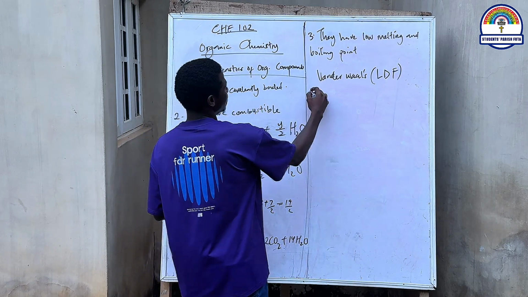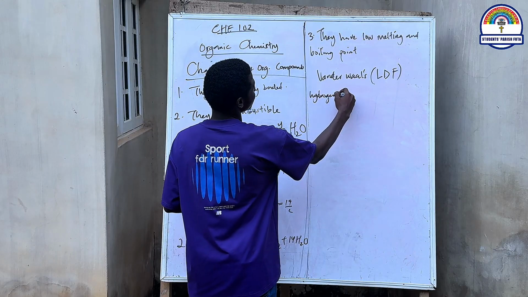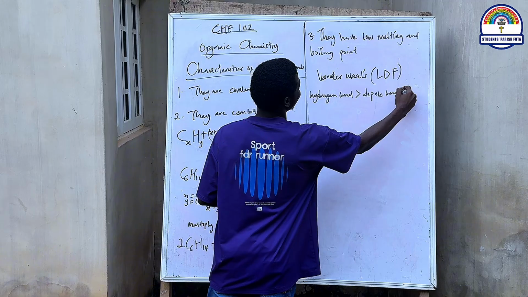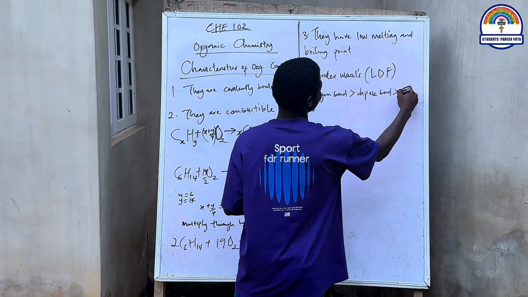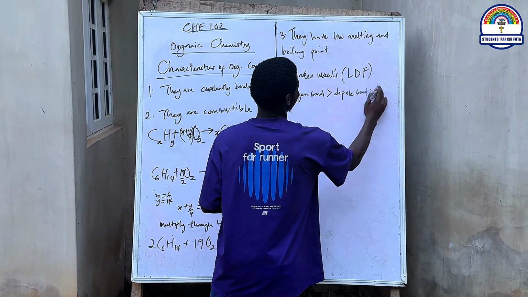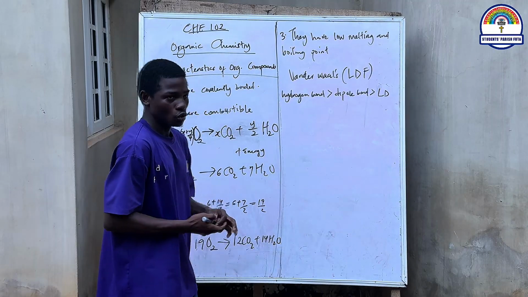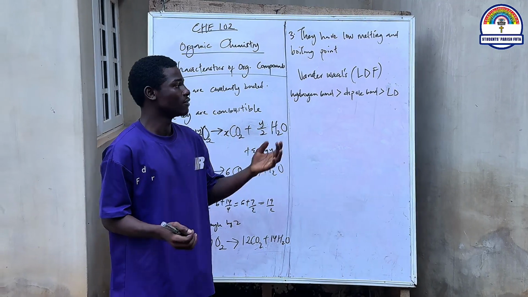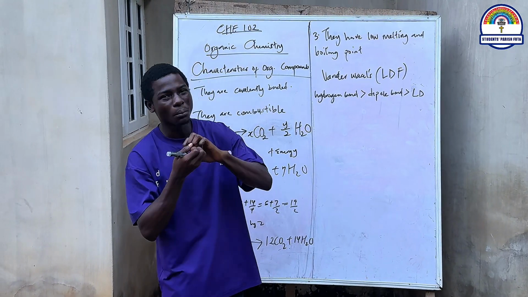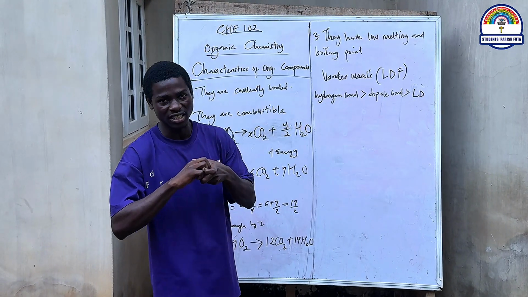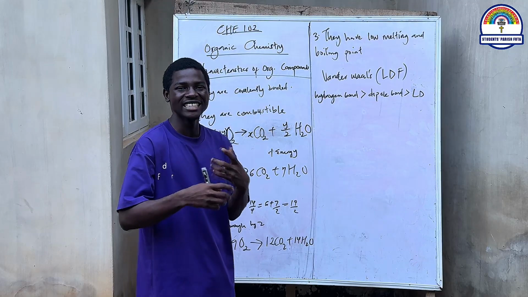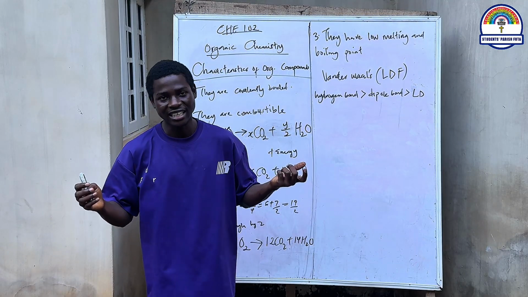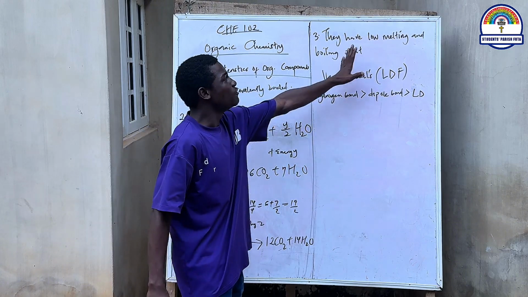And in the order of things, hydrogen bond is greater than dipole bond, and dipole bond is greater than van der Waals forces. Let me call it the LD force. Since what exists between them is London dispersion force, they don't really have strong force of attraction between them. Do you understand? So it is easier for them to boil, for them to escape. When you heat them, it's easier for them to lose attraction and escape. So they have low melting and boiling points.